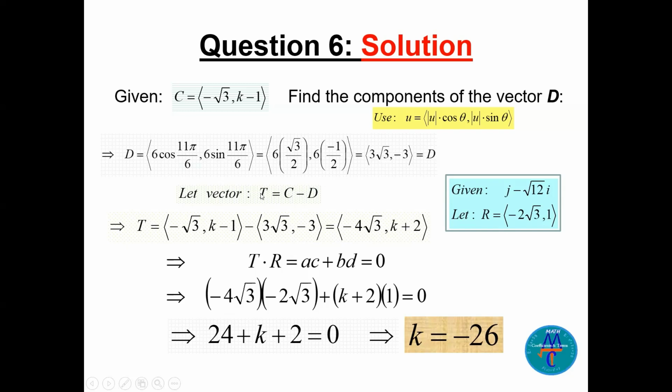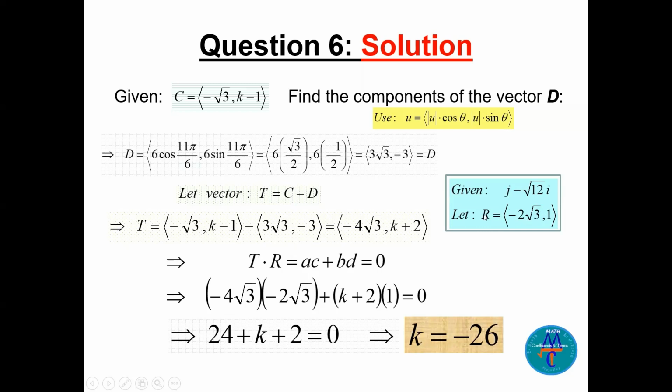Now let the vector T be equal to C minus D, because I need to subtract here C minus D from the given. Let's call it T, the vector T. Also in the given, we have vector J minus square root of 12i. Let's call it vector R. But remember, you have to rearrange R. Square root of 12, you can write it as 2 square root of 3, there is a minus, and then the coefficient of J is 1 here.